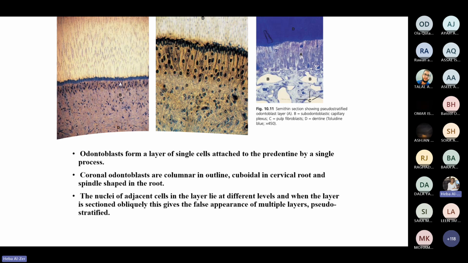So the thickness that we can do is from 4 to 6 micrometers, which actually includes multiple layers of cells above each other. That's why we see this pseudostratified appearance under the histological section. As you can see, these are columnar and polarized. But when we take sections from the cervical root, the cells become cuboidal, and in the mid-root to apical root, they become spindle-shaped.